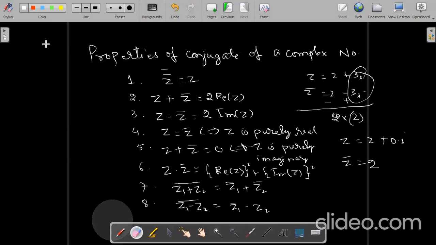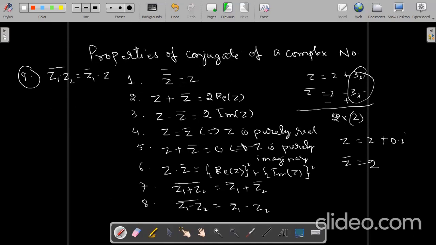Then multiplication also. In multiplication, if you are multiplying two numbers Z1 into Z2, their whole conjugate will be equal to the product of their individual conjugates, Z1 conjugate times Z2 conjugate. And similarly for division, Z1 upon Z2 and its whole conjugate will be equal to Z1 conjugate divided by Z2 conjugate.